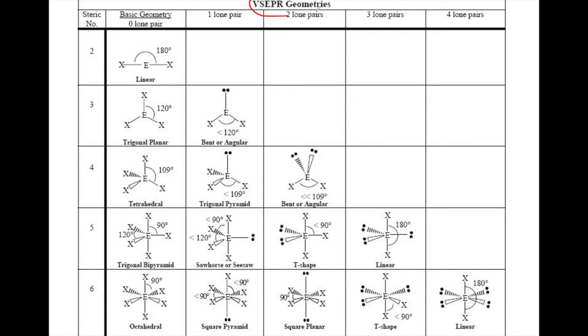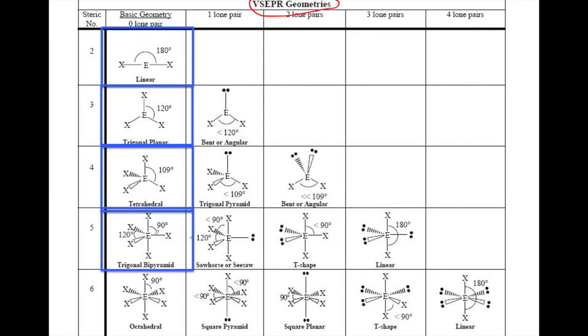If we look at our table of VSEPR geometries, and we've seen these before, let's go through and tell which ones are symmetrical. So if we look here at linear geometry, we see all our bond angles are 180 degrees. We don't have lone pairs on the central atom. That's going to be symmetrical. What about trigonal planar? That's also symmetrical. Everything is 120 degrees apart, no lone pairs. Tetrahedral is also symmetrical. Trigonal bipyramidal is symmetrical. We don't have any lone pairs.